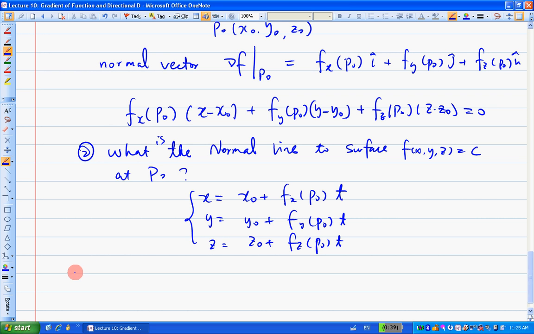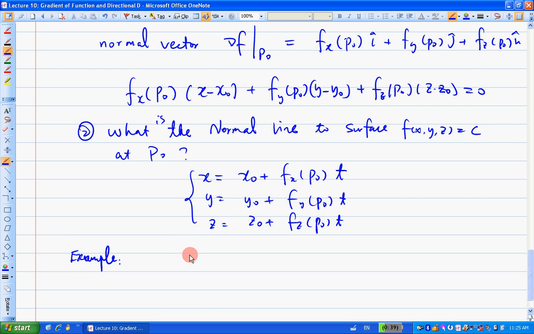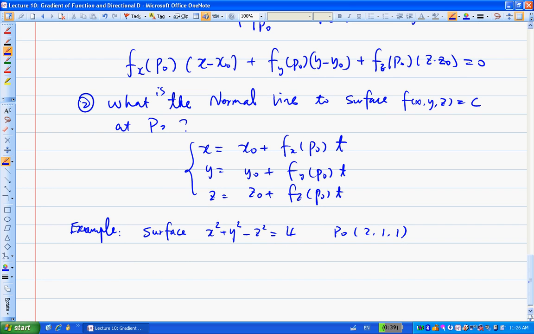Let's see a specific example here. So I'll give you a surface, and let's try to find a tangent plane. So here's the surface, here's this P naught. There's no trick here at all. You need to basically use this formula here.